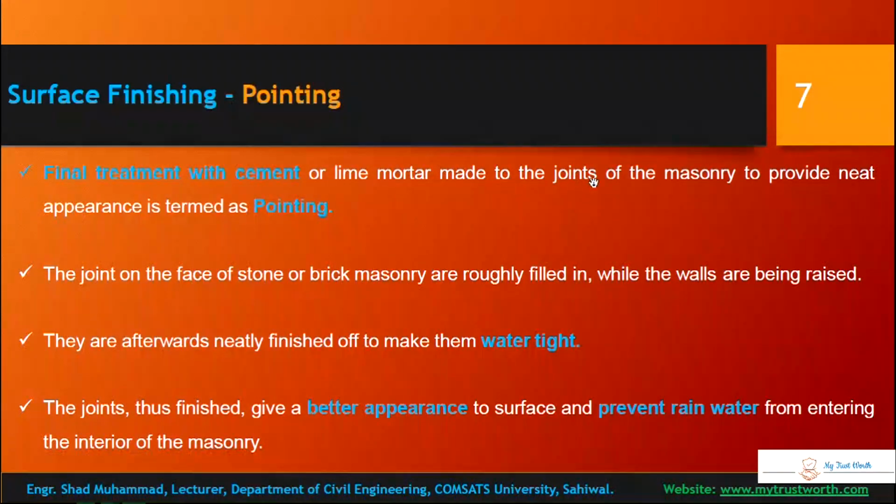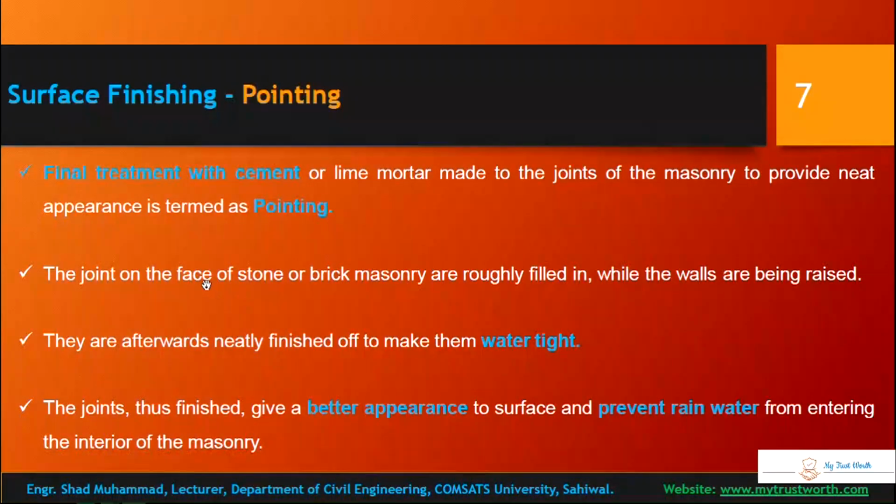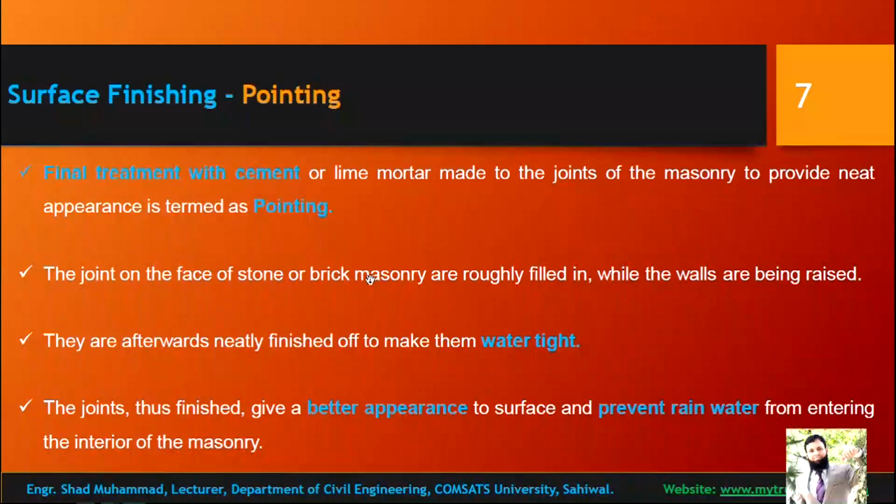Mortar made to the joints of the masonry to provide neat appearance is called pointing. The joints on the face of the stone or brick masonry are roughly filled in while the walls are being raised. This is the fundamental: when you are raising the walls and performing the brick bonding, you are placing some mortar in between the bricks and stone or block masonry. Then they are not uniform, they are roughly filled, and they can never be uniformly or smoothly filled, so that the exterior looks smooth.